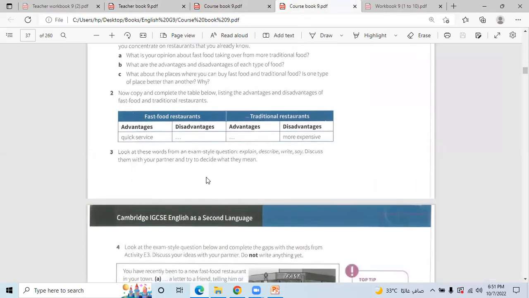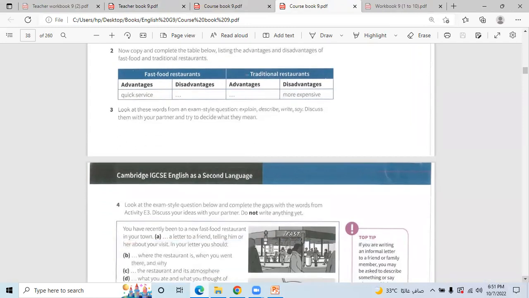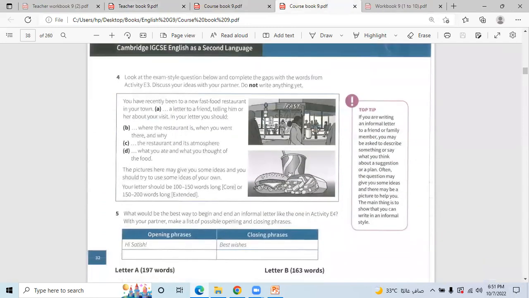Okay, look at these words from an exam style question: explain, describe, write, say. Discuss them with your partner, and then decide what you did. This is what we have done during the class. Number 4, look at the exam style question below. Complete the gaps with the words from activity 3.